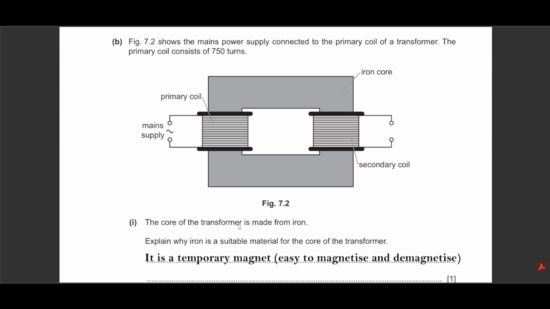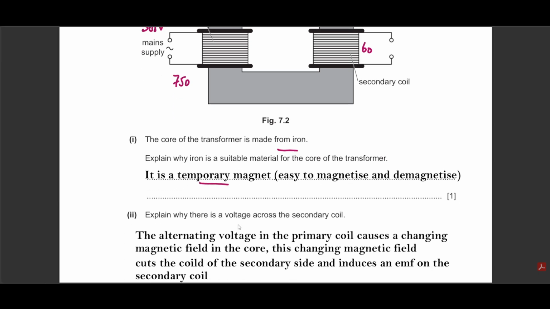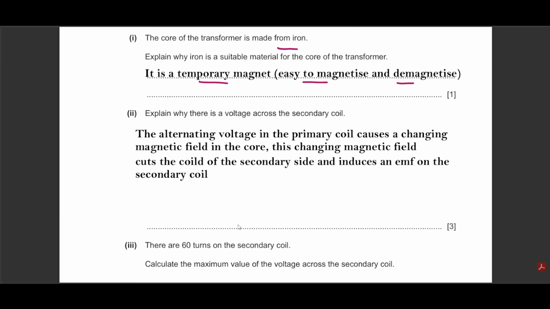Part B, he says, there are 750 turns on the primary side and 60 turns on the secondary side. This primary side is receiving 300 volts because it's part of the same question. The core of the transformer is made from iron. Why? Because it's a temporary magnet. It is easy to magnetize and demagnetize. Explain why there is a voltage across.